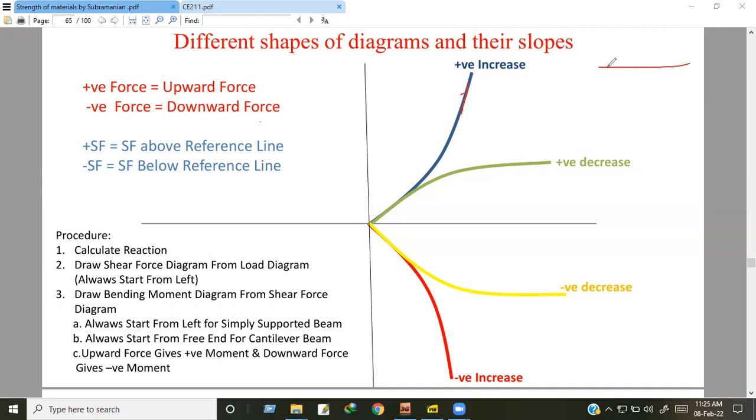First here, if I apply a force like this, then this force is in the downward direction. Clear? Force, or weight, always acts in the downward direction. Clear?